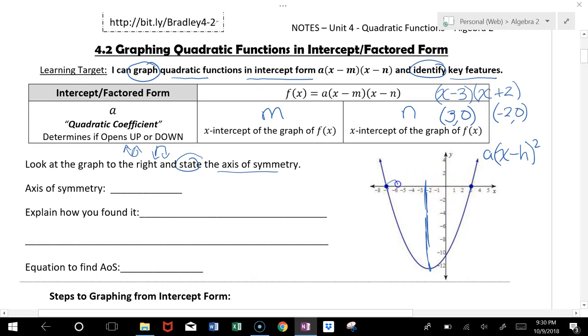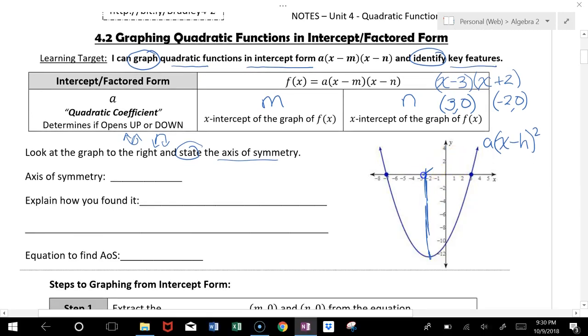So I can literally count 1, 2, 3, 4, 5, 6, 7, 8, 9, 10. There's 10 spaces, therefore halfway between them is going to be at 5. So 1, 2, 3, 4, 5. That means the axis of symmetry, which is a vertical line down the center, as we learned from our last video, means x equals negative 2.